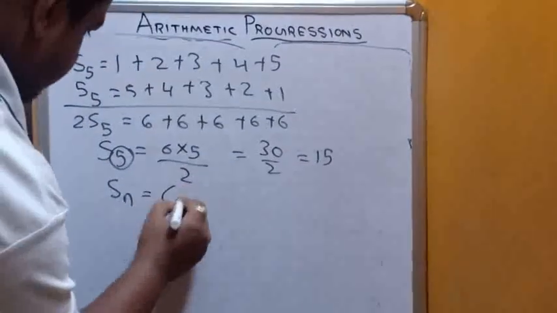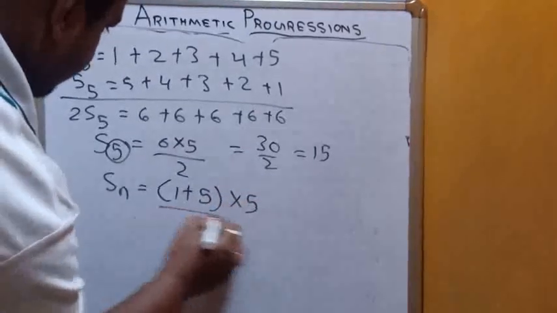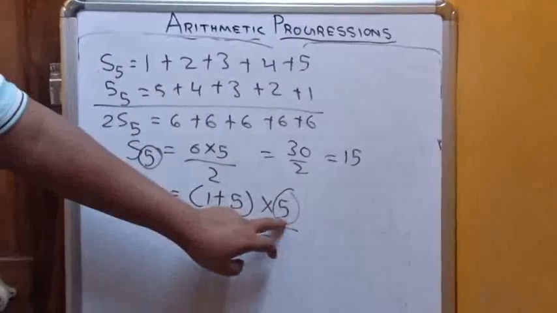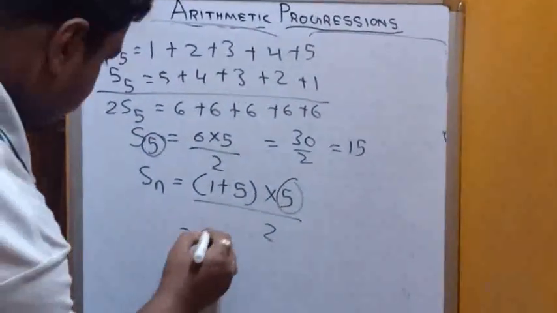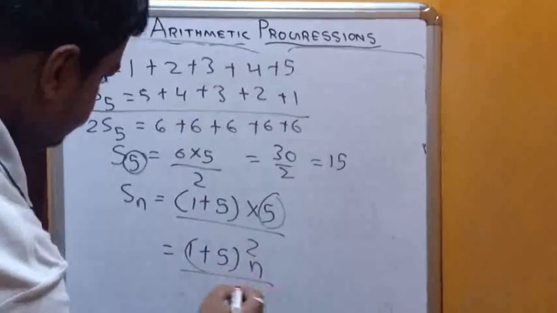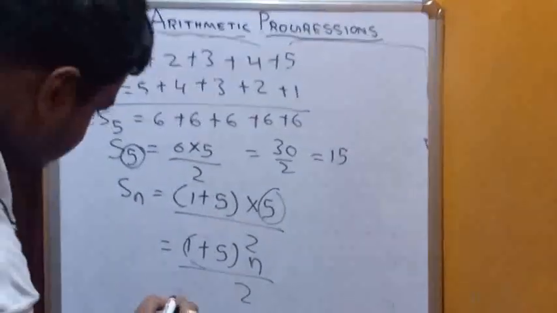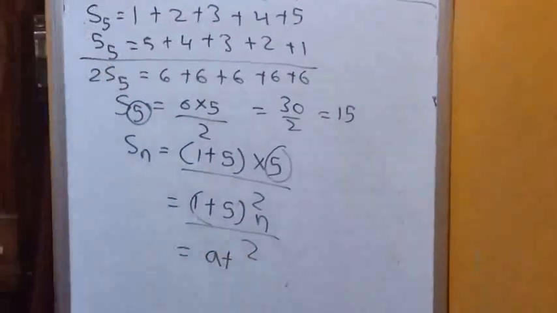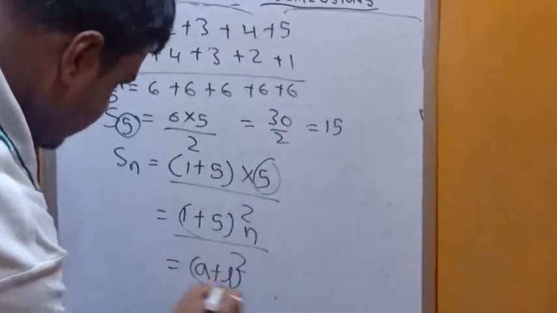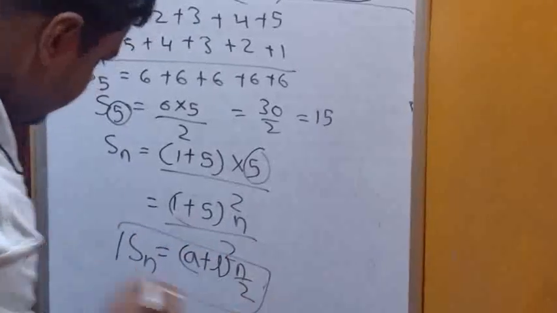Can I write 1 plus 5, just simple, into 5 by 2? 5 is what? How many terms are there? 5. So 1 plus 5 into n by 2. 1 is what? Your first term, so can I write A? 5 is your last term, can I write L? n by 2. Sn equals. So what is the formula you are getting?